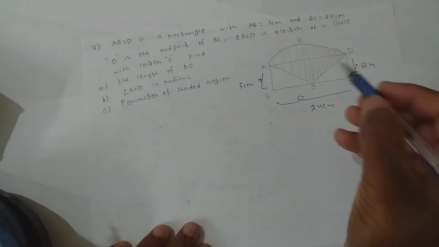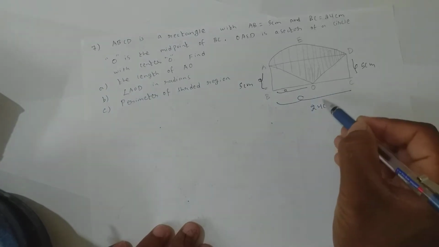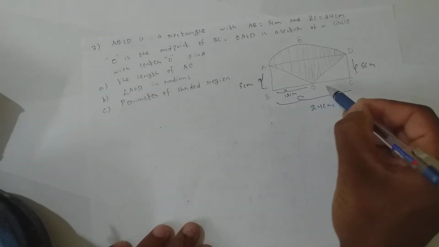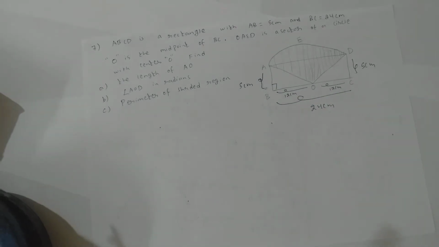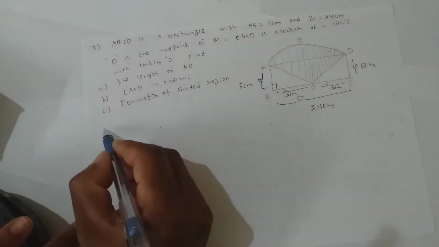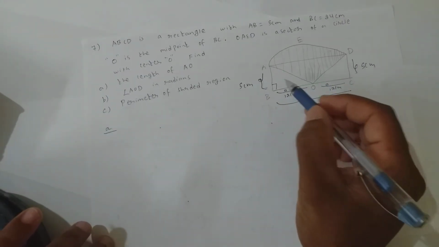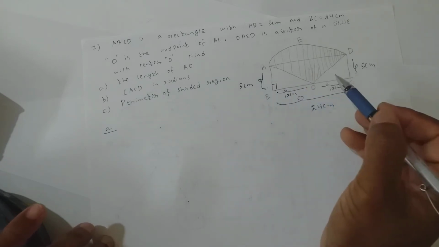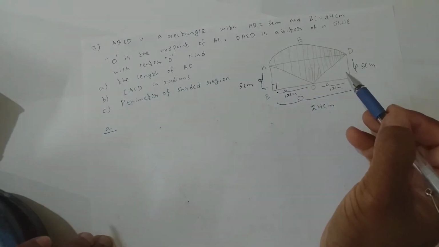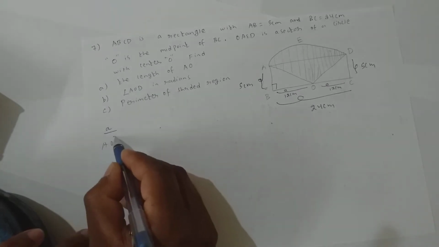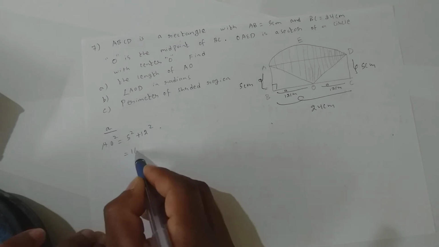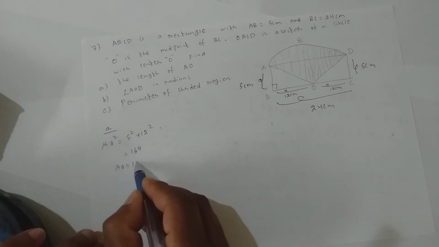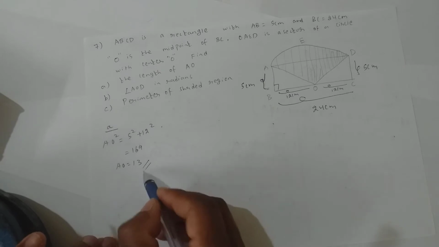O is the midpoint of BC. Since O is the midpoint, this is 12 centimeters, and this one is also 12 centimeters. It's a rectangle, so this angle will be 90. Continue. Find the length of AO. To find the length of AO, I can see a right angle triangle is formed, so I can use Pythagoras here. AO square equal to 5 square plus 12 square, which will be 169. So AO is 13. My first bit is done.